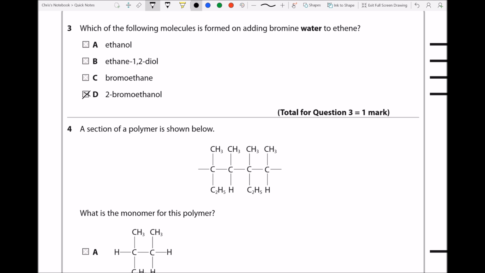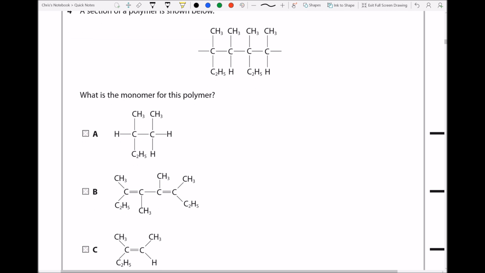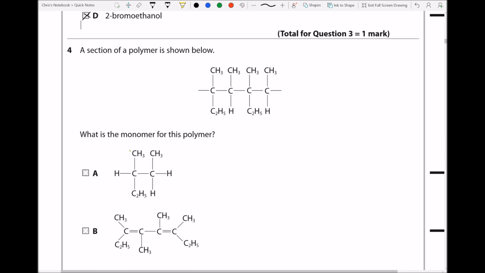Okay. Right, question 4. A section of a polymer is shown below, so there it is. What is the monomer for this polymer? Right, so a monomer is something that makes up polymers. You join them together. Monomers are always alkenes if it's an addition polymer, like this one will be. So you're looking for an alkene, basically, a double bond. But the identification of the repeat unit is really important, because that's going to show us what the monomer could be. So if we look here, you can see the repeat unit is there. That's a repeat unit. That's another repeat unit.